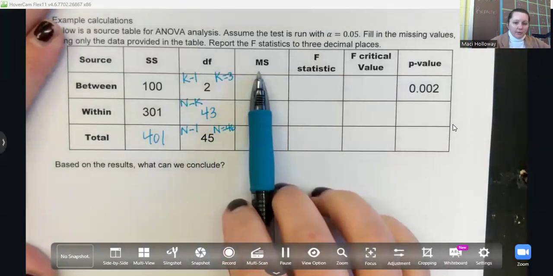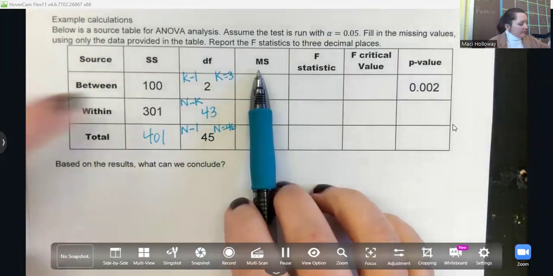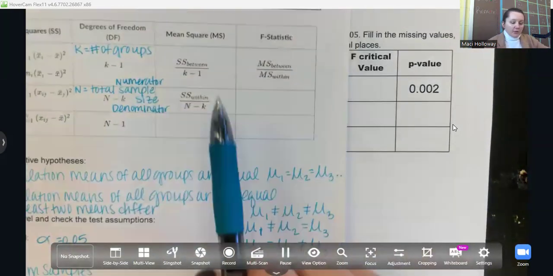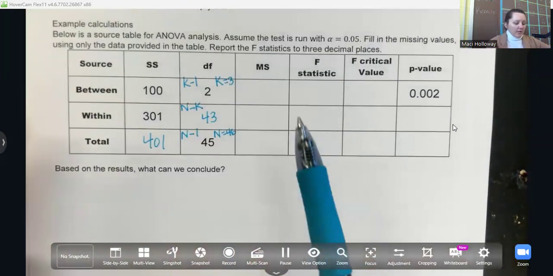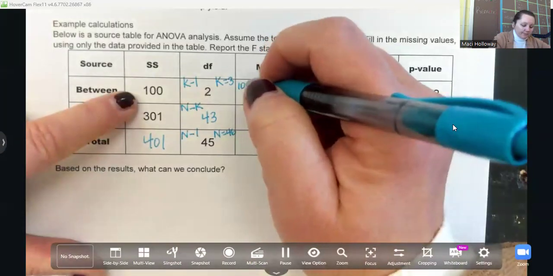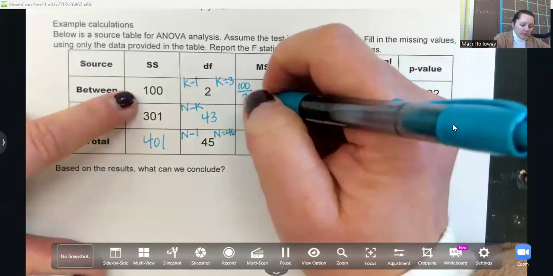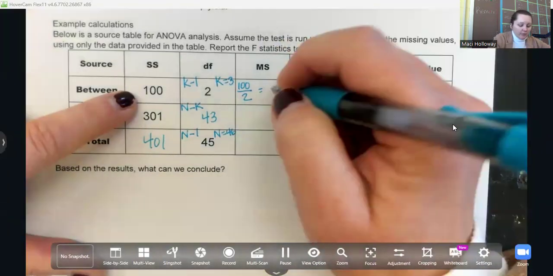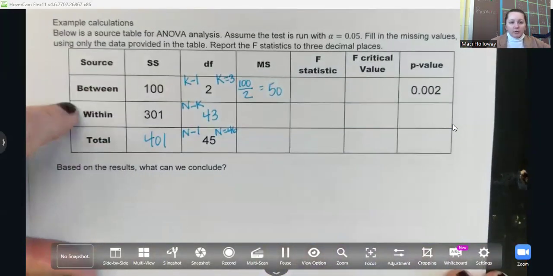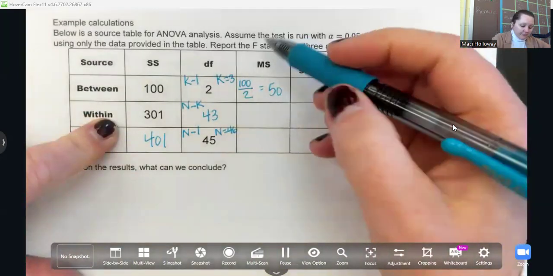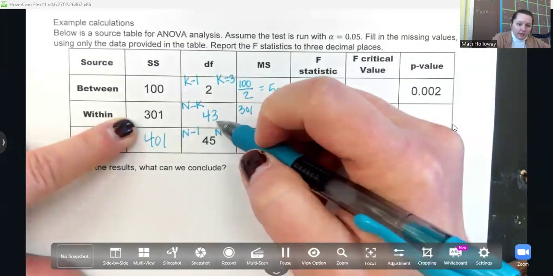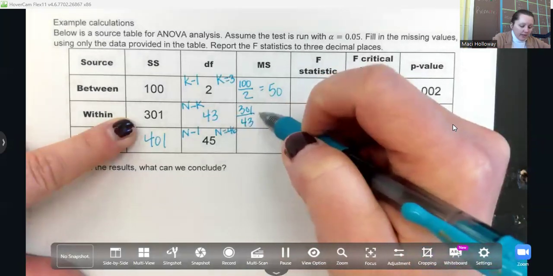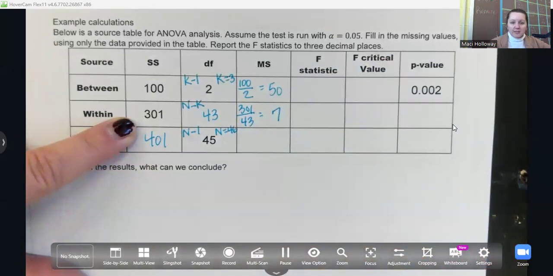All right, so the mean square for between, let's go back and look. The mean square for between is the sum of squares between divided by the degrees of freedom. My sum of squares was 100, and our degrees of freedom were 2. So 100 divided by 2 is 50. So our mean square for between is 50. Now within is the sum of squares within divided by the degrees of freedom for within. So 301 divided by 43, and that equals 7.